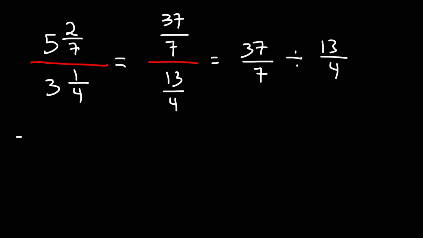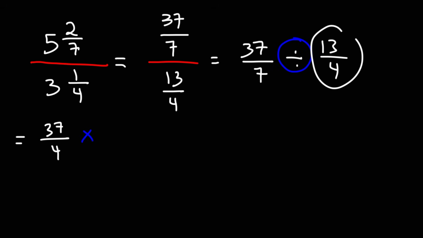So we can rewrite it as 37 over 7 divided by 13 over 4. Now using keep, change, flip, we're going to keep the first fraction the same. We're going to change division to multiplication, and then we're going to flip the second fraction. So this is going to be 4 over 13. For some reason, I wrote 4 here. There should be a 7. I don't know why I put a 4.